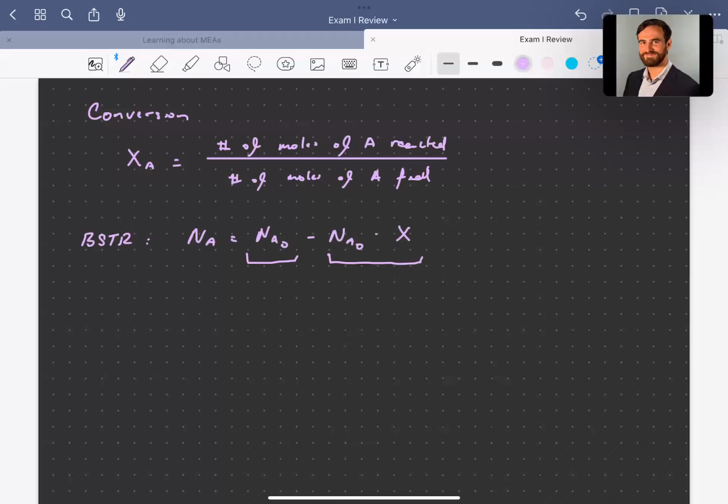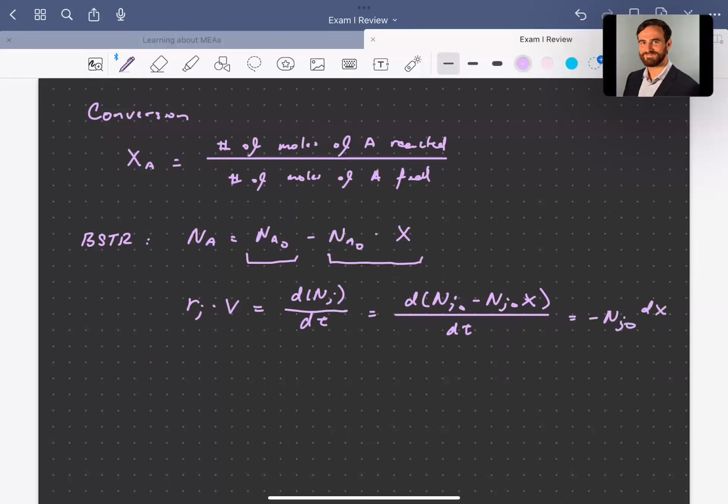So with that in mind, we can rewrite the mole balance. So it's going to look something like this, where now we can replace this expression for the number of moles J at any time. So this is going to be the time derivative of Nj naught minus Nj naught times X, dt. And so this just comes out to minus Nj naught dX/dt. So the change in conversion with time.